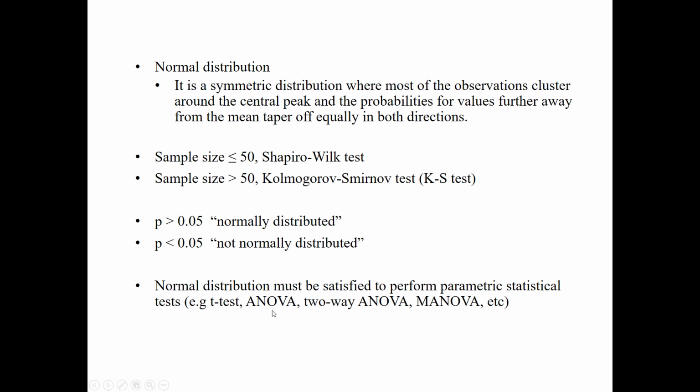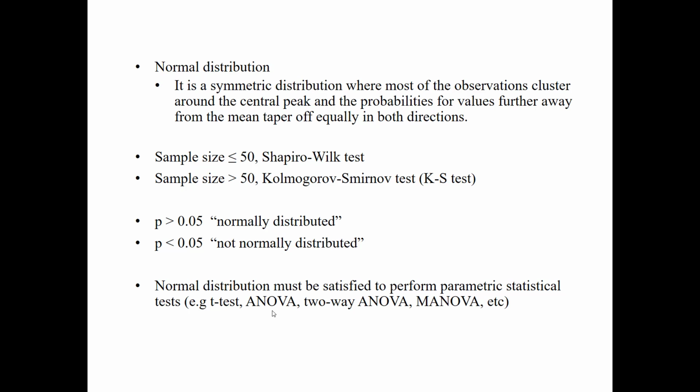So normal distribution is a symmetrical distribution of your data. It's around the central peak, then gradually, symmetrically moves towards both sides. I'm going to show you that in the next few slides.